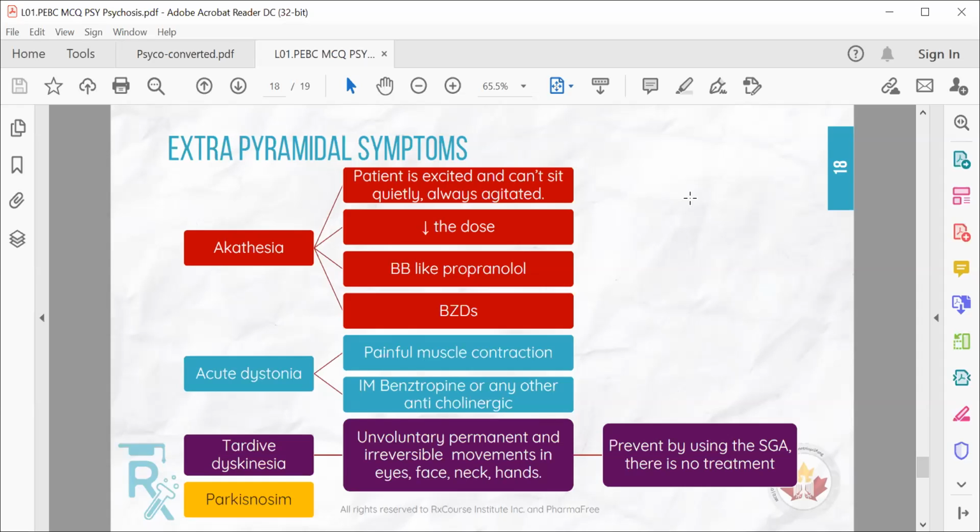Okay, what if decreasing the dose didn't work? I can use a beta blocker like propranolol. It's more common. What if the beta blocker doesn't control it? I give a benzodiazepine. But the question is, is it logical to put the patient on a benzodiazepine chronically just to help with akathisia? The answer is no. The best option is to change him to another medication.